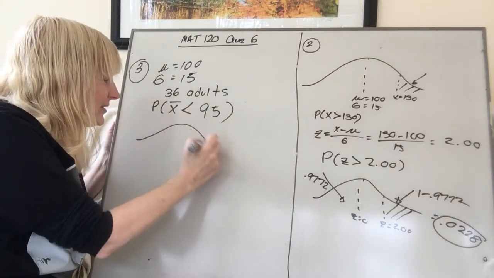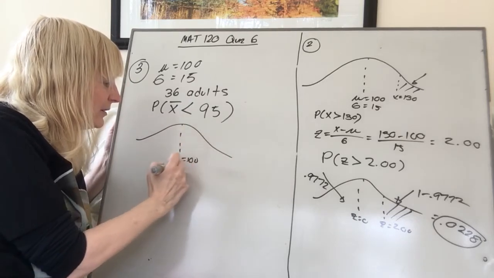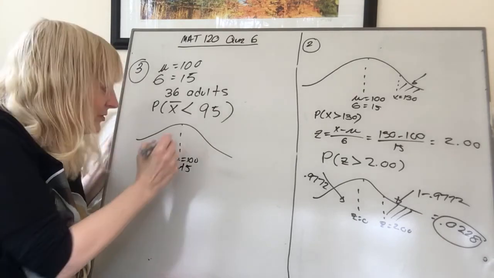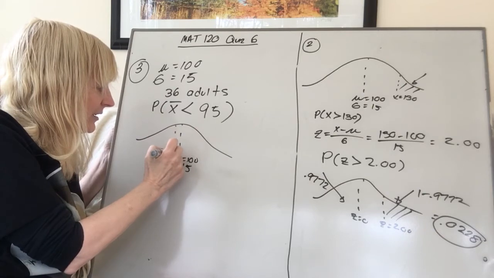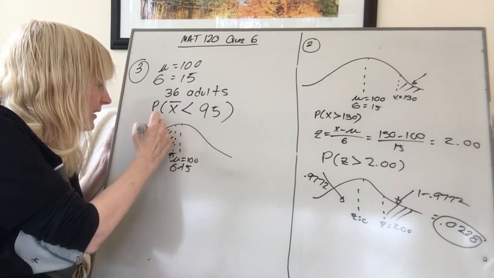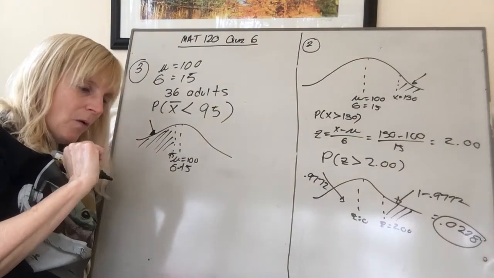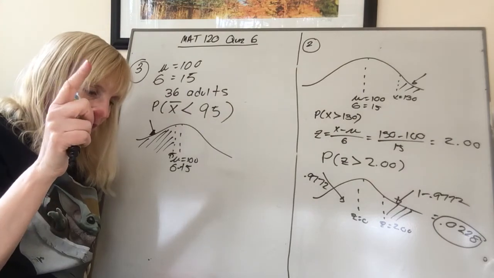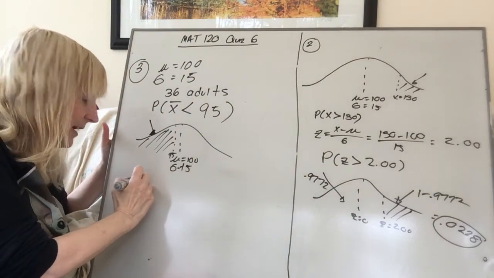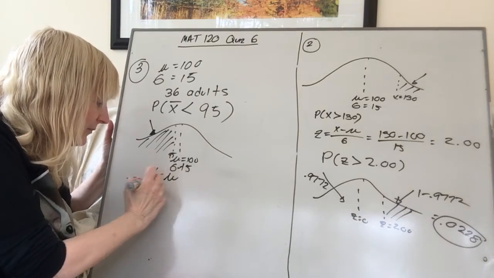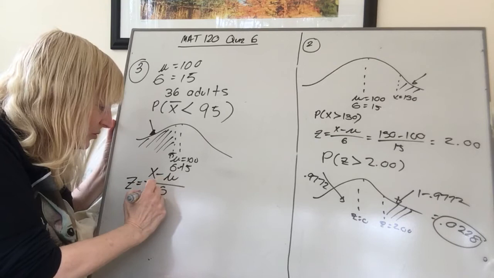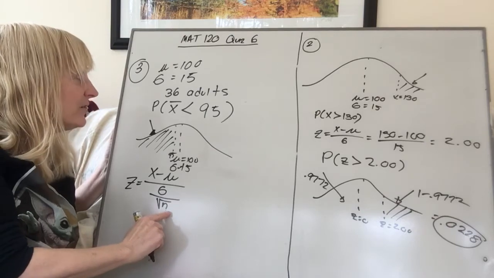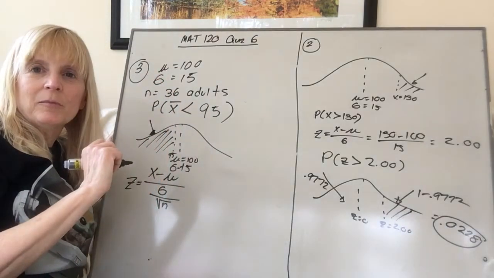So I go about it the same way. I draw it down the middle, and we do 95, right? So 95 is to the left, it's over here. So we want that area. It's almost the same thing as what we did before. The other one said one random person selected. This is 36. So the only difference, you guys, when they're talking about a sample, when you convert the x to a z, you have to do one extra thing. You have to divide the standard deviation by the square root of n. And what is n? n is the 36, the sample size.